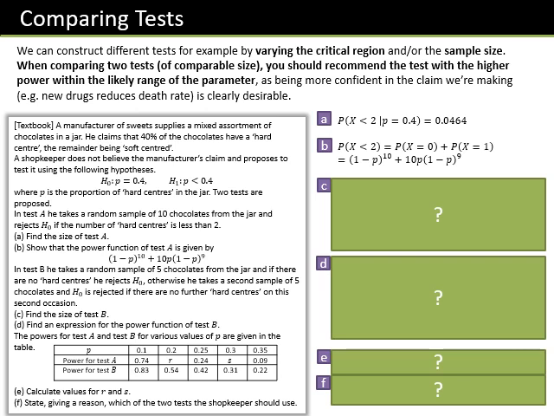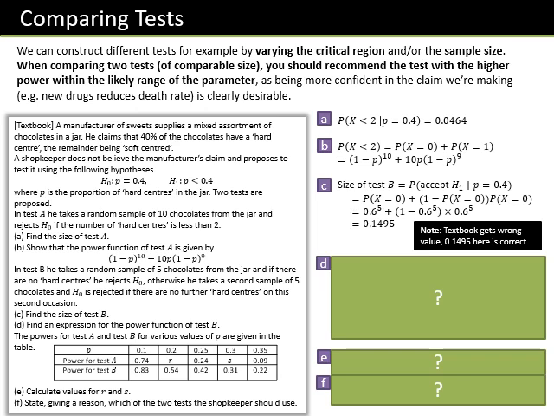To find the size of the test, we need to add together two separate things. First, the probability of getting no hard centres in the first test. And then this is where it gets a little bit trickier. We have to get some hard centres in the first test, so greater than 0. So we do 1 minus the probability that x equals 0, and then we get 0 in the second part here. I'm sorry, not second test, second sample. Then we can go through and work that out.